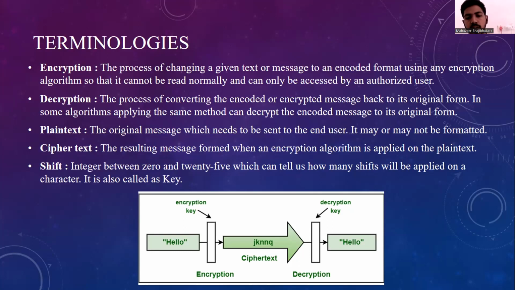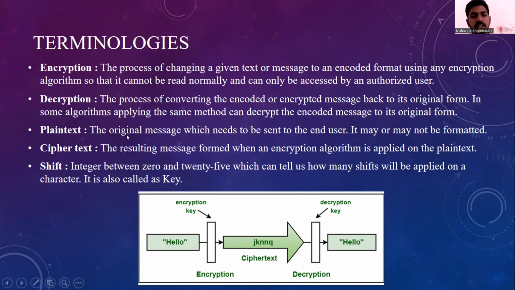Next is the decryption process. Decryption is converting the ciphertext back into the plain text. This can be done with the same key which we used in encryption. In this process, the encryption key and decryption key are the same, which is the number of shifts.